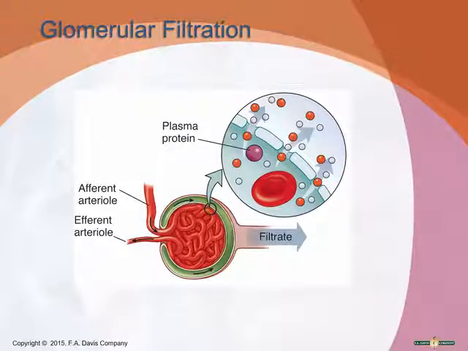The amount of fluid filtered by both kidneys is a term we call the glomerular filtration rate, or GFR. It equals about 180 liters each day. That's about 60 times your body's total blood volume. The body reabsorbs about 99% of this, which leaves about 1 or 2 liters to be excreted as urine.